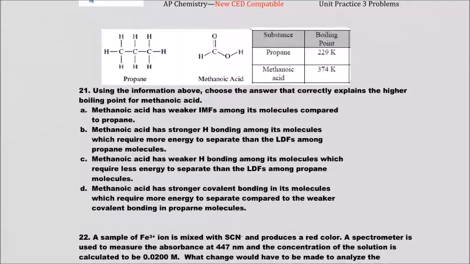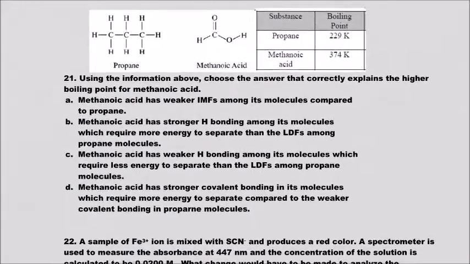Okay, another table. We've got structures and boiling points. Using the information above, choose the answer that correctly explains the higher boiling point of methanoic acid. Okay, well, look at propane, and it only has carbons and hydrogens. That means it's nonpolar. I look at methanoic acid, and I see two places that make it polar and where it can hydrogen bond. So, no question, methanoic acid has stronger IMFs, more specifically.